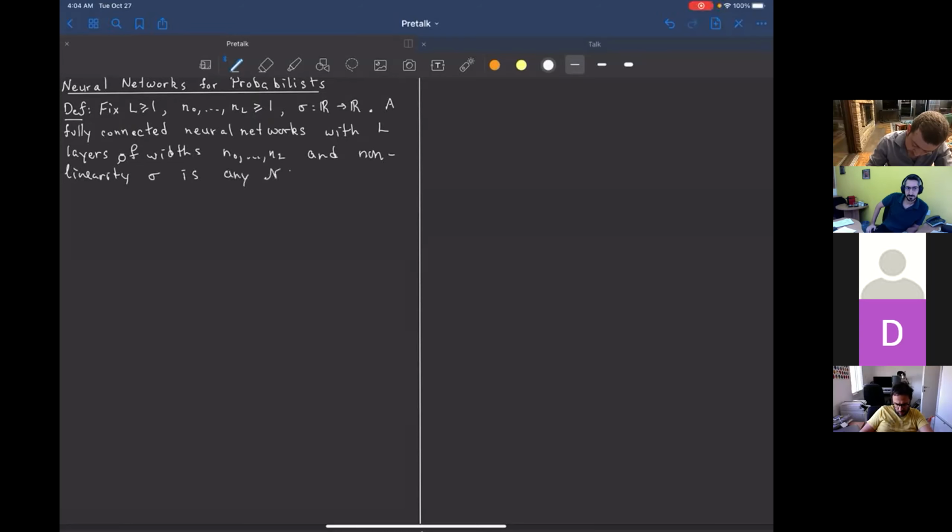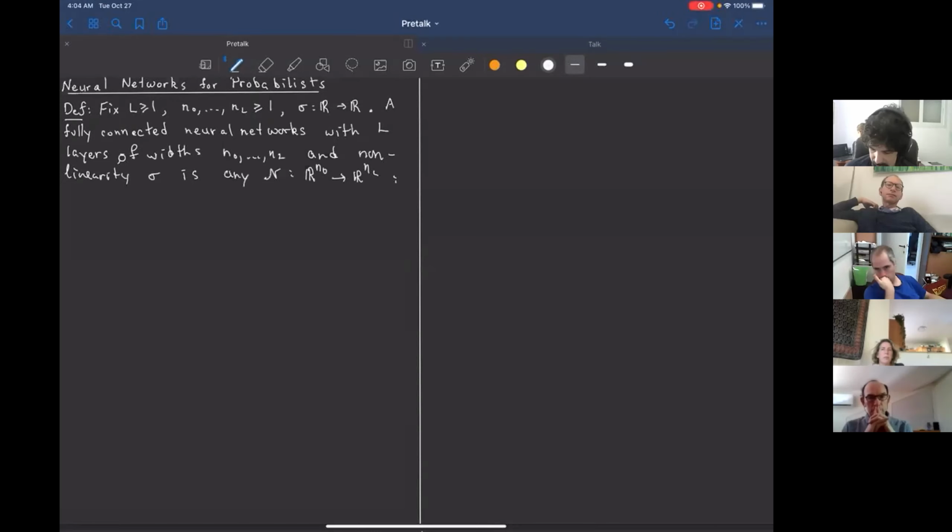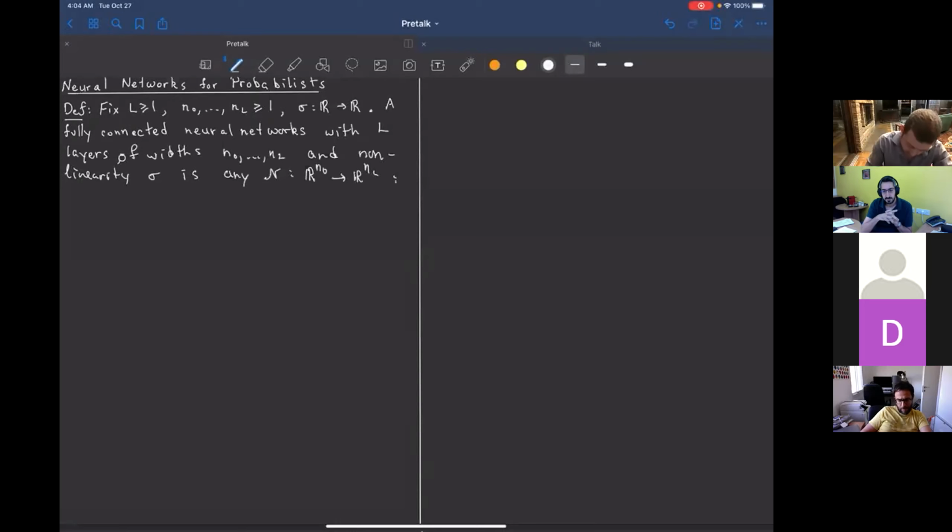I'll often write it script N. It goes from R^N0 to R^NL of the following form. N0 up to NL are the dimensions of some spaces, and the inputs to this function are N0 dimensional, and the outputs are NL dimensional. And it's actually a rather simple-minded looking function. For N of x, I'm going to tell you how to build it up. I start with my input x, which is in R^N0.